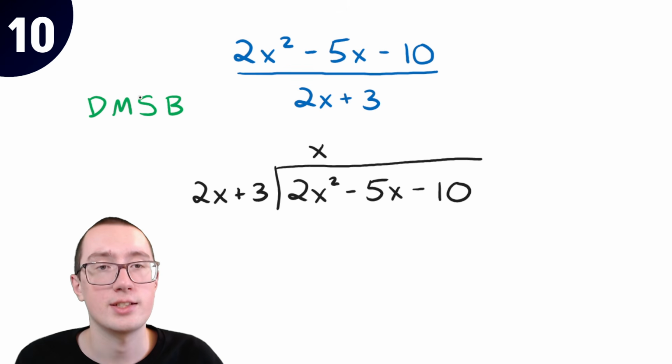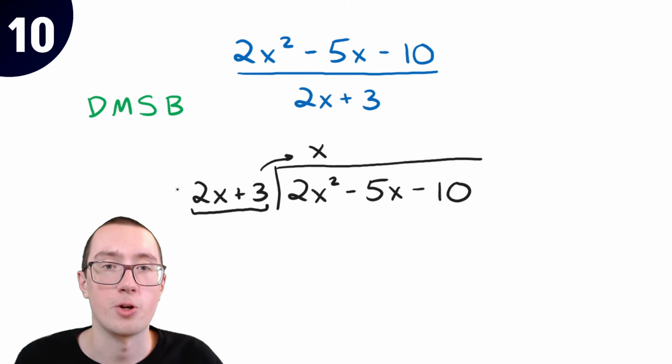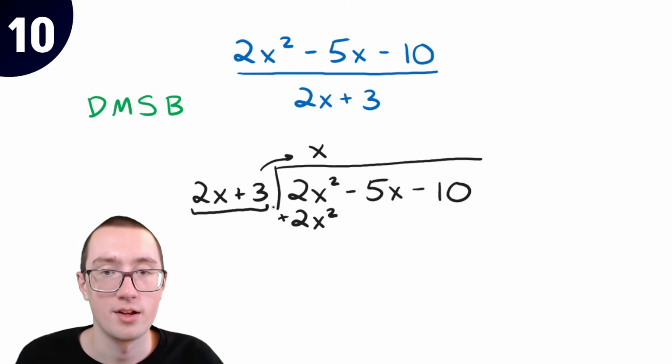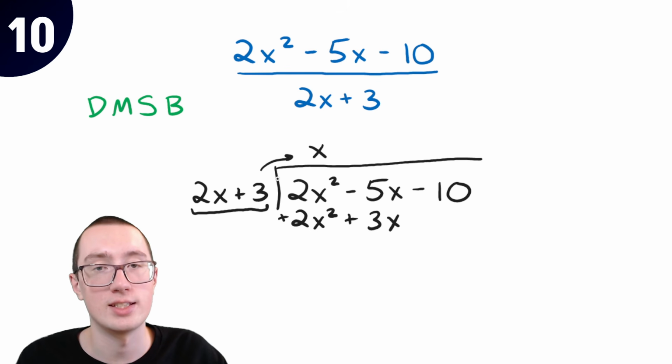That's our division. The next step is m, which is McDonald's. Multiply. And we need to multiply this entire thing to what we just got as our answer here. So 2x times x, that is 2x squared. And then 3 times x is 3x. So division you only do with the first parts of each, but multiplication you have to do with the entire thing that's on the outside of our division box.